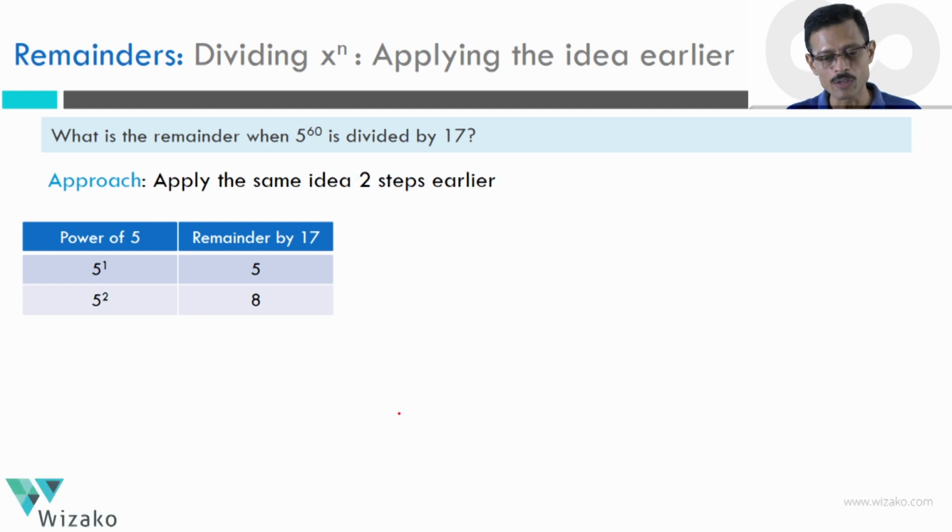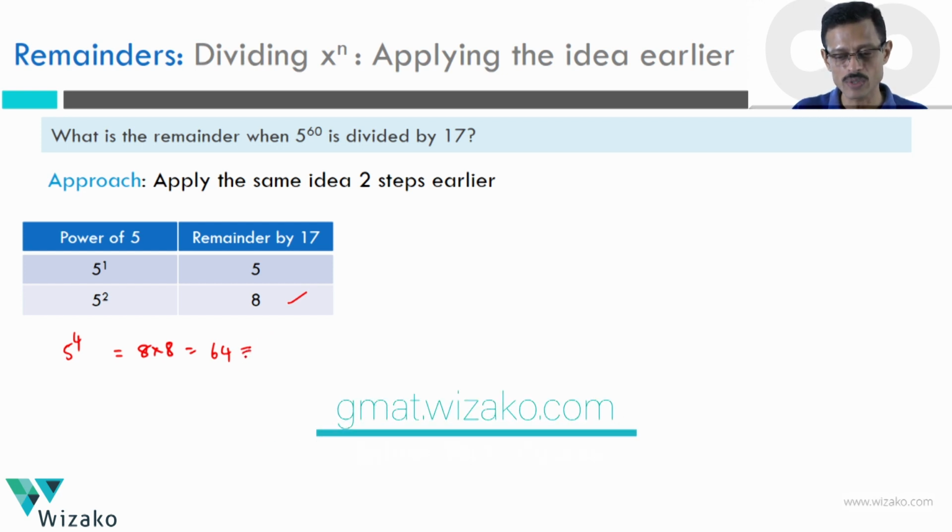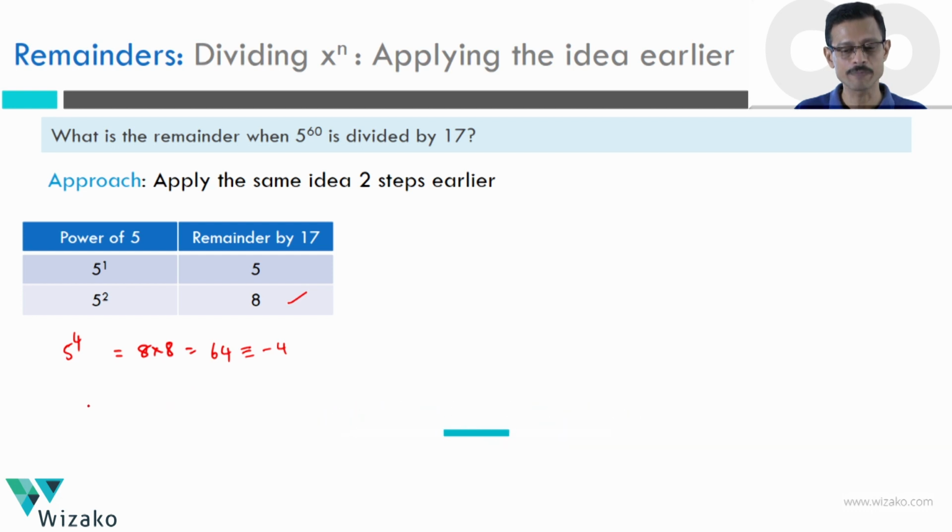We'll cut this step by one more. We'll stop at finding out the remainder for 5 square. The moment I have a remainder for 5 square, I'm going to say the remainder for 5 power 4 is 8 into 8, which is equal to 64. 64 with the divisor being 17. 17 into 4 is 68. This is 4 short of it, so I can write this remainder as -4 at this step.